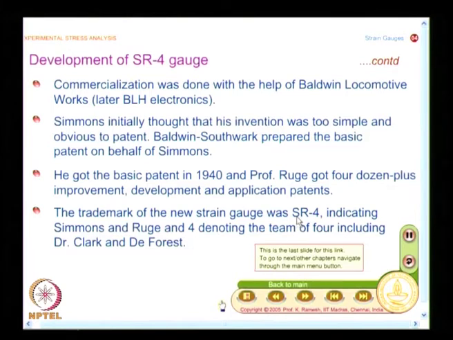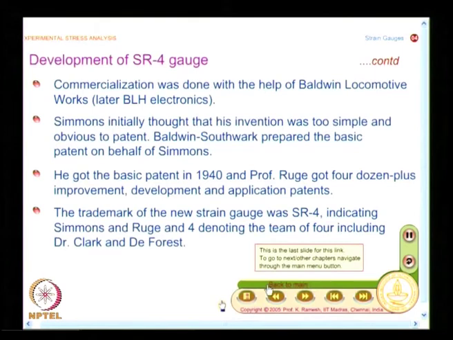The S denotes Simmons and R denotes Rouge, and team of 4. The other two members in the team were Clark and de Forest. I mean, you have to know, it is very interesting to see how developments take place. So, you had the role of electrical engineer, a metallurgist, a civil engineer, an aerospace engineer, they have all contributed to the development of strain gauge as a technology.